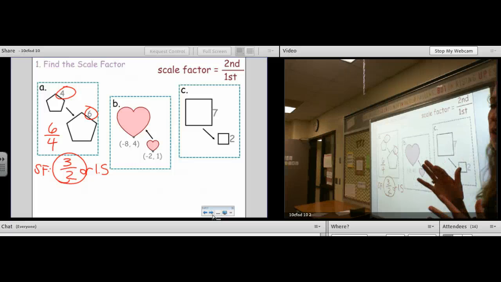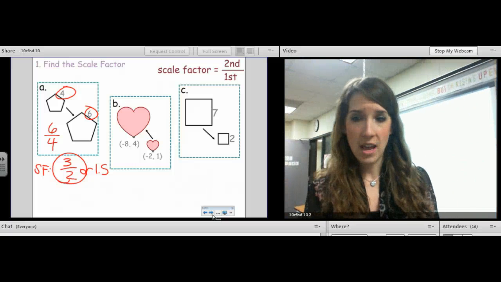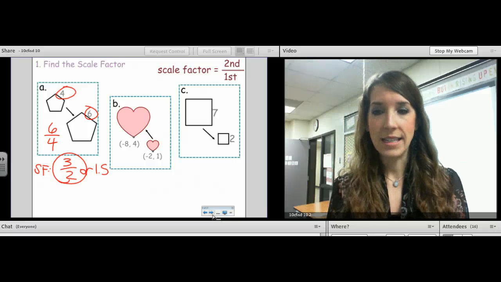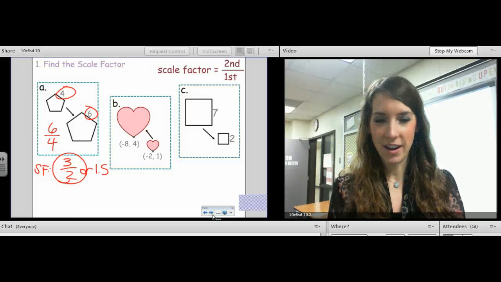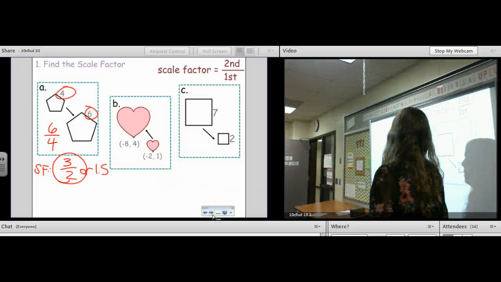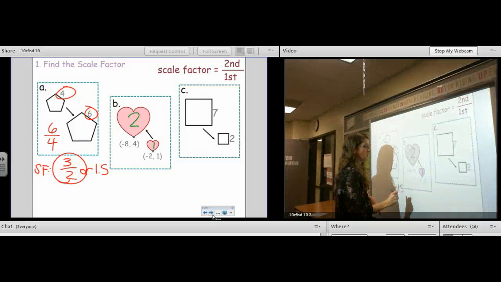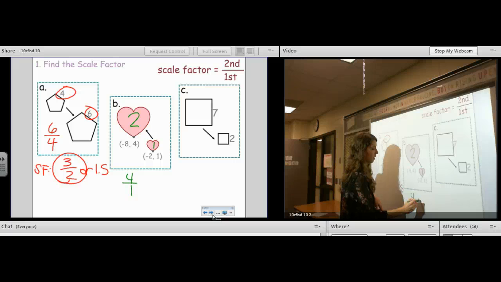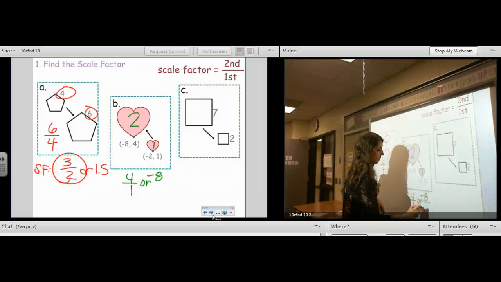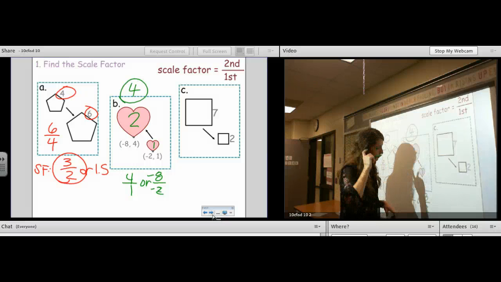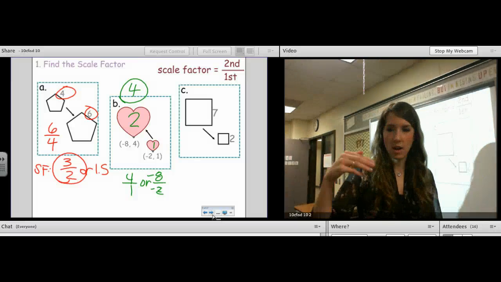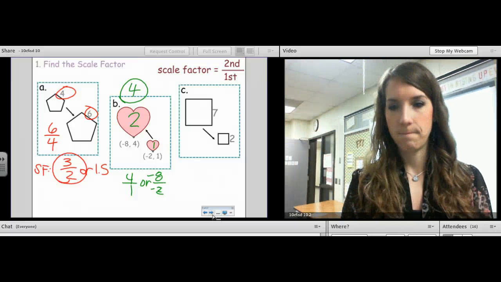B, be careful as to which way the arrow is pointing. Be careful, that is an enlargement. So you want to choose the scale factor that's greater than 1. It's an enlargement, so your scale factor needs to be greater than 1. Very good. 4, second over first. This is our second figure, this is our first figure. So we're going to do second over first. Either way, your answer is 4. Scale factor is 4. So that second heart is quadruple our first heart.